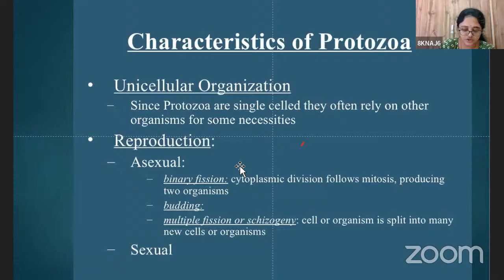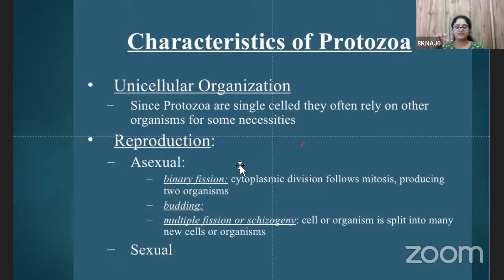So when it comes to class Mastigophora, mastix means whip and phoros means bearing, so these have whip-like flagella. They can be free-living or parasitic in nature, and they usually have a flagellum as the locomotory organelle. The free-living protozoans of this class are found in freshwater, seawater, as well as moist soils. The parasitic forms with flagella are found in the tissues of human beings or host animals.